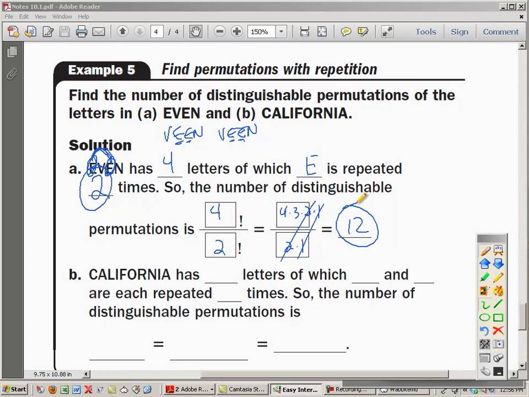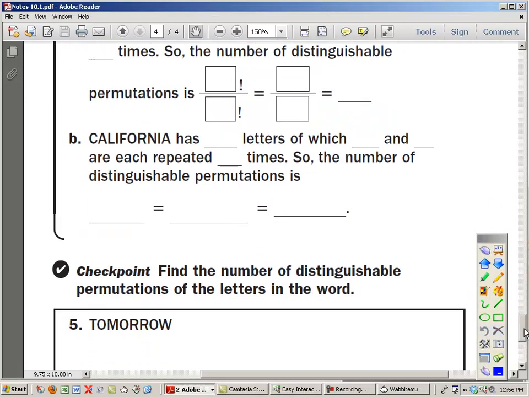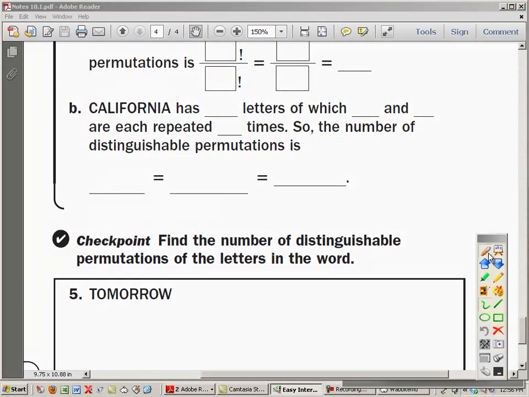So maybe if you're playing Scrabble, this might be helpful for you. All right. Let's take a look at the California one. Altogether, the word California has 10 letters, of which there are 2 letters that are repeated in this case. The letter A and the letter I are both repeated. Each of those is repeated 2 times.